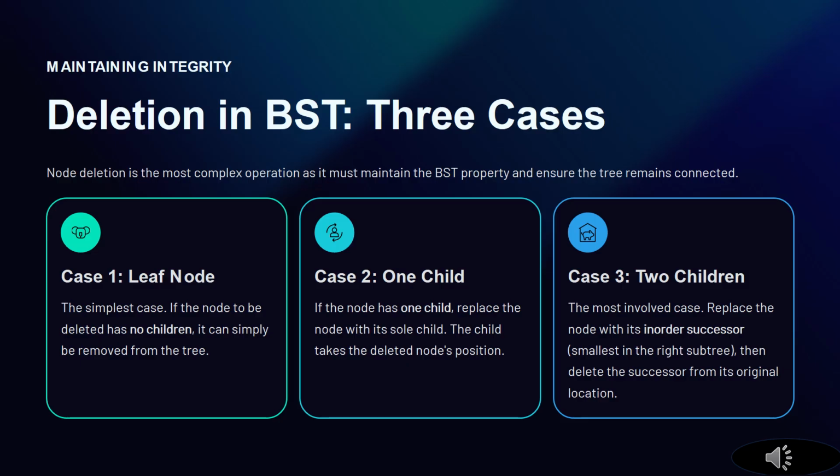Deletion is slightly more complex because it must preserve the BST property. There are three cases. First, if the node has no children, we can simply remove it. Second, if it has one child, we replace the node with its child. And third, if it has two children, we replace it with its inorder successor, the smallest node in its right subtree, and then remove the successor from its original position. This ensures that the tree remains valid and properly ordered.